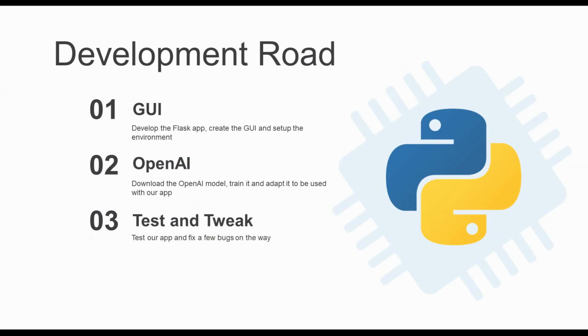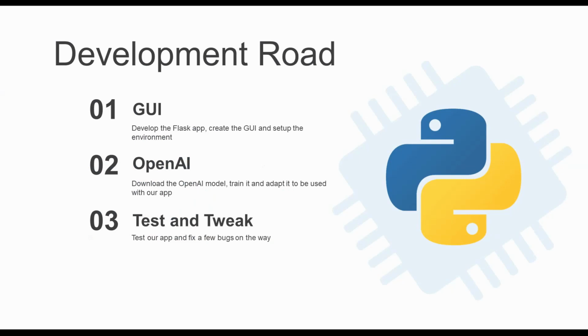So this is how our development road is going to look like. First, we are going to create the GUI. We are going to create our Flask application, set up our templates, our index.html file that you have just seen, and basically set up the application, how it should work and where it's going to pull its data from.